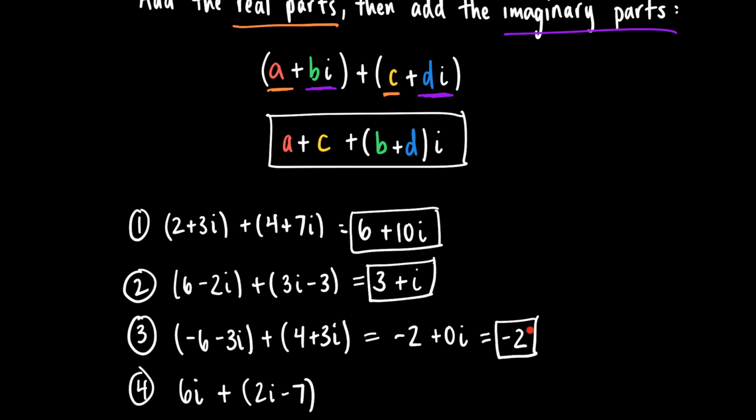And negative 2 is a complex number because it's negative 2, that's the real part, plus 0i, that's the imaginary part. Okay, last one here. So we've got 6i, which again might not look like a complex number because it doesn't have the a plus bi form to it, but it actually is because it's 0 plus 6i. So if we add the real parts, that would be a 0 over here and a minus 7 here. So 0 minus 7 is negative 7. And then if we add the imaginary parts, we get 6i plus 2i. That's going to be 8i. So that would be the answer for that one. And that's how you add complex numbers.